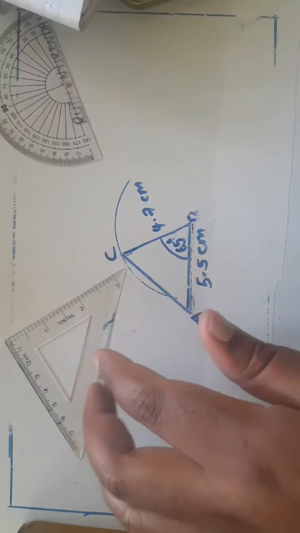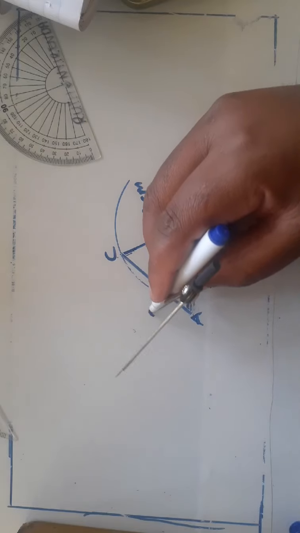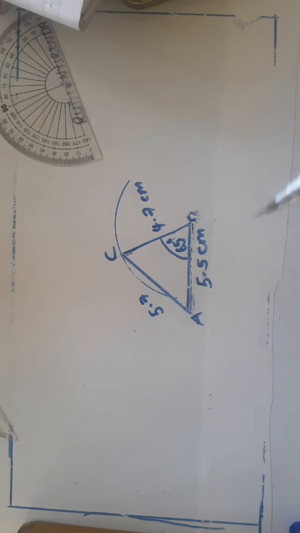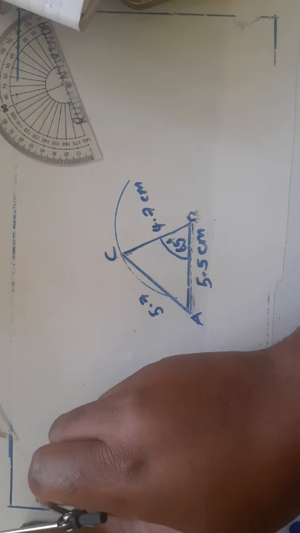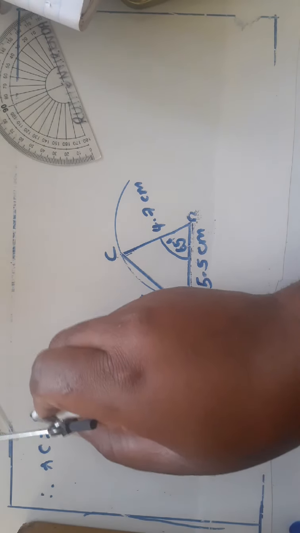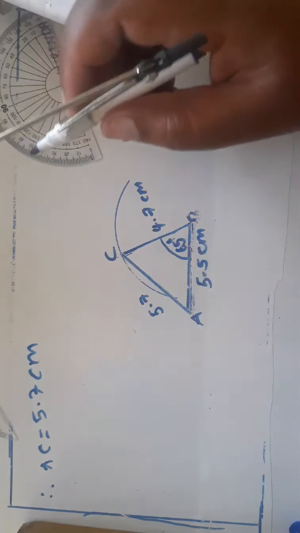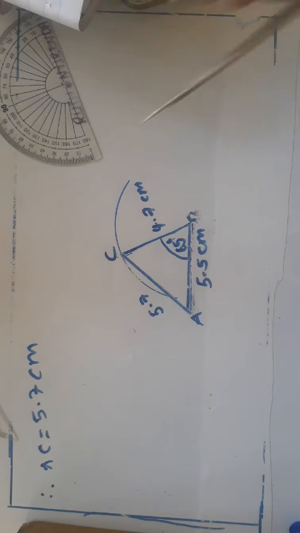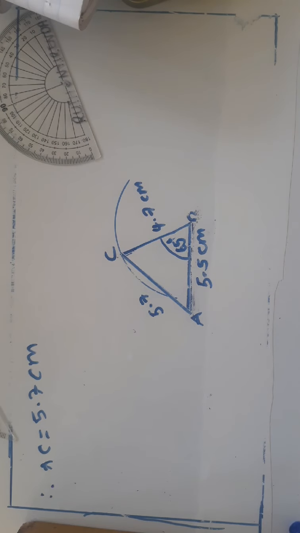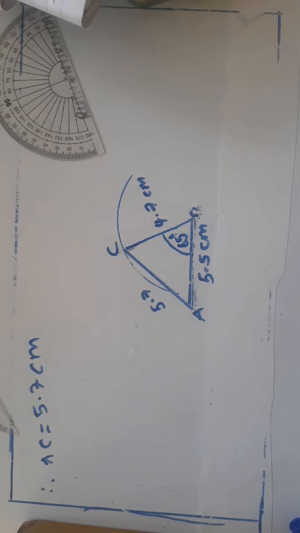So it means AC is 5.7. Therefore, AC is 5.7 centimeters. I hope that is okay. Okay, so we got the next question, which is question 3.